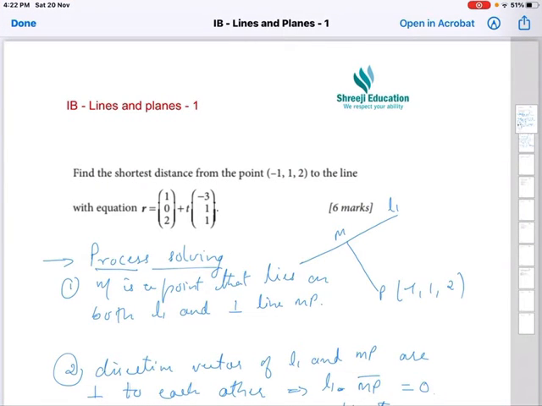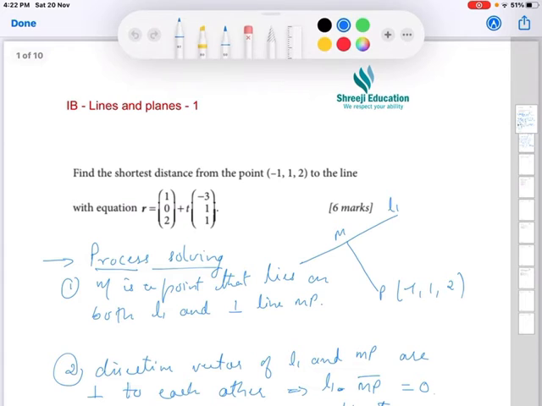Today we'll be solving this question. Find the shortest distance from a point (-1, 1, 2) to a line with equation r = (1, 0, 2) + t(-3, 1, 1).